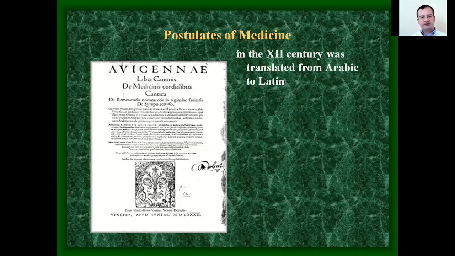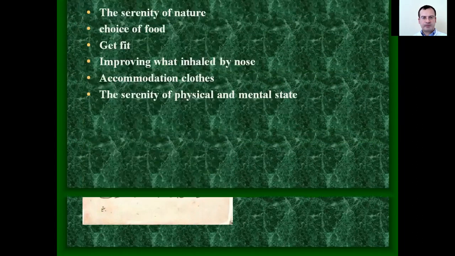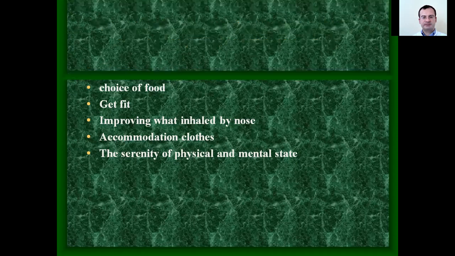There were two postulates of medicine in Avicenna's Canon of Medicine. The main thing is the art of preserving health, a balancing of the necessary factors. It included the serenity of nature, choice of food, physical fitness, improving what is inhaled by the nose, accommodation, clothes, and the serenity of physical and mental state.